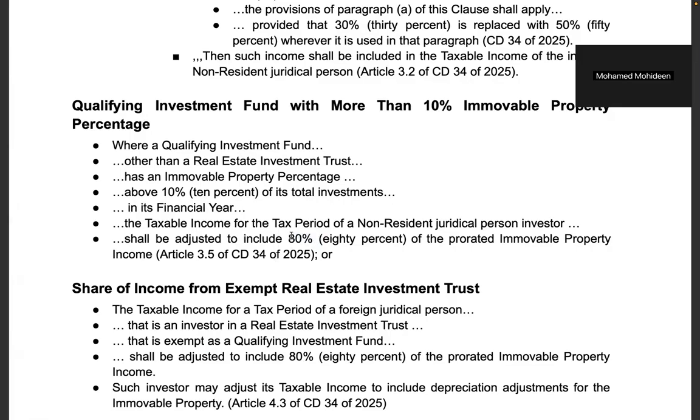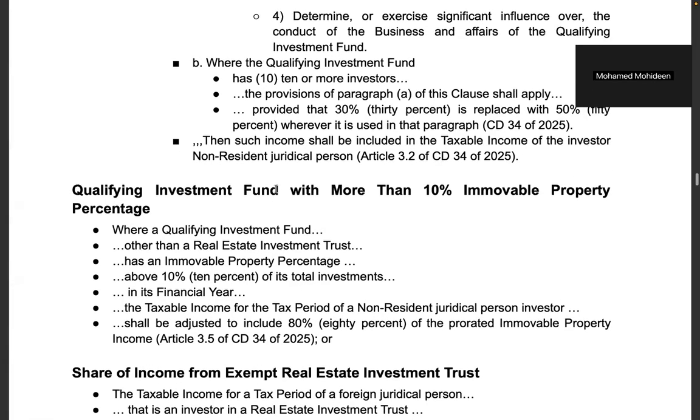They will have to pay. That 20% exemption benefit is for the total income generated under the qualifying investment fund. Now it shall be adjusted to include 80% of the prorated immovable property income. That 20% benefit is for immovable property income. The rest of it is various other stuff.